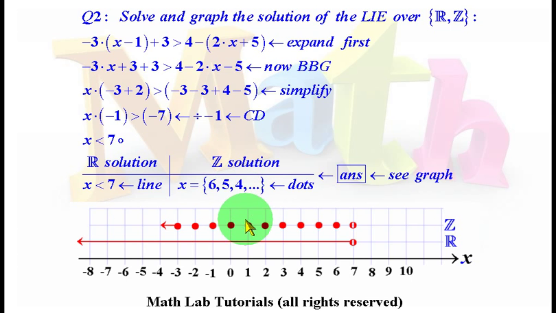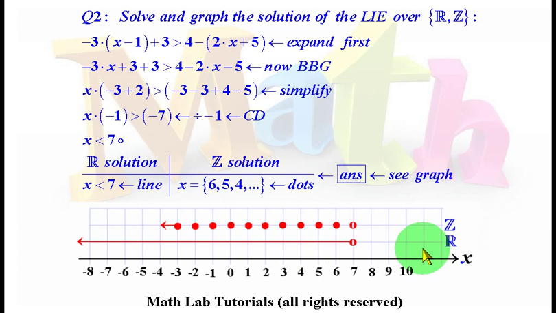X less than 7 over the set of integers means 6, 5, 4, 3, 2, 1, all the way down to -infinity. So again, the 7 is excluded. So the solution set are just these solid dots. The solution set over the set of integers is a discrete set. It's infinite, but it's discrete only at the integers: 6, 5, 4, 3, 2, 1, 0, -1, -2, -3, etc.